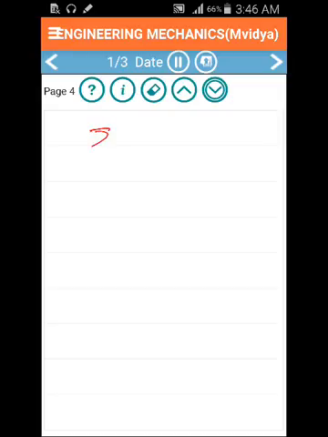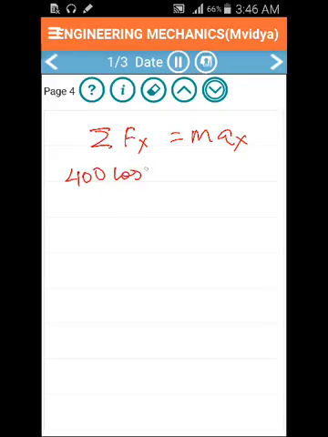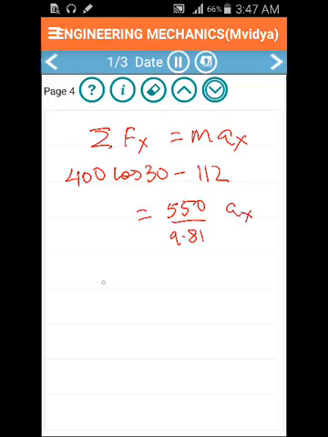So I have my summation Fx is equal to mass into acceleration in the x direction. So I have 400 cos 30 minus the frictional force, 112, equal to mass. So the mass is weight upon 9.81, into the acceleration. So we can find out the acceleration works out to 9.81 upon 550 into this, which is 4.181 meters per second squared.